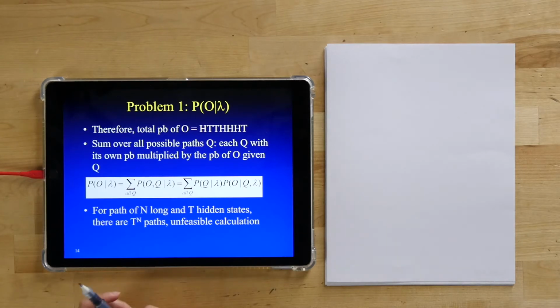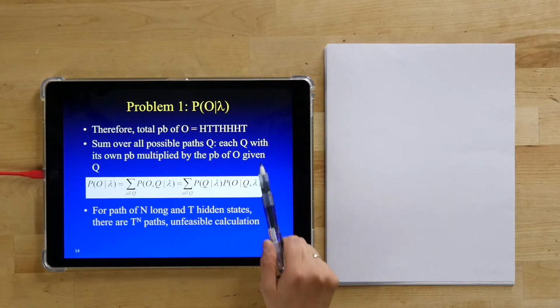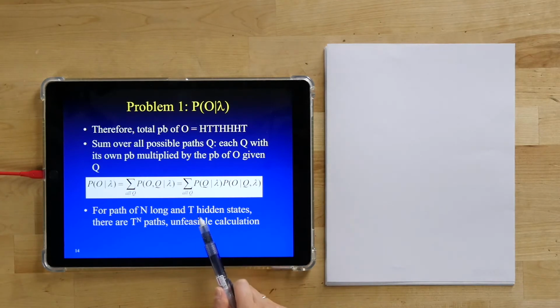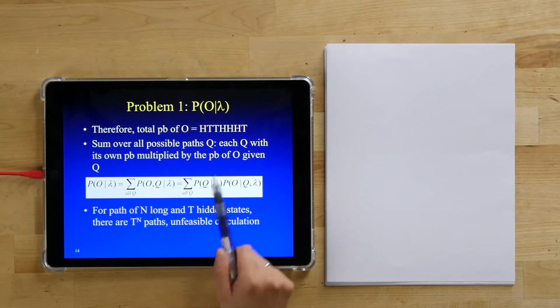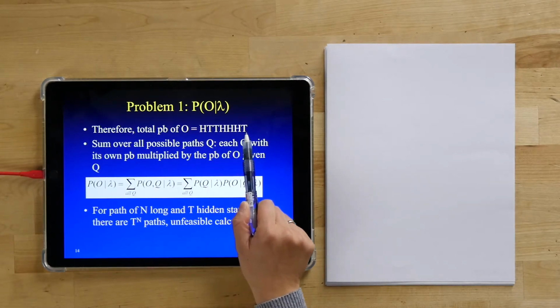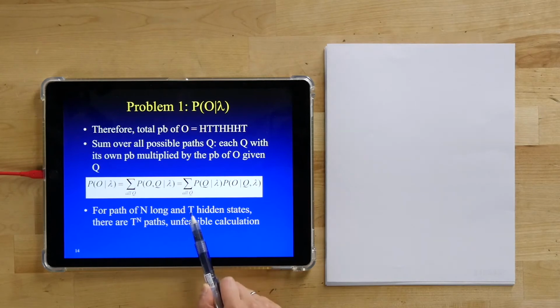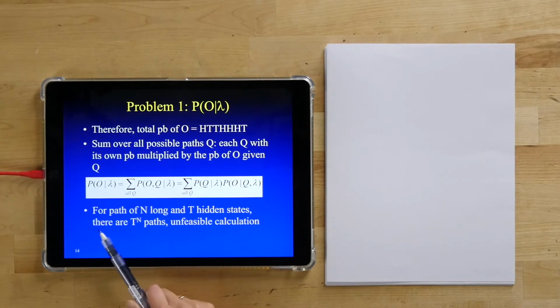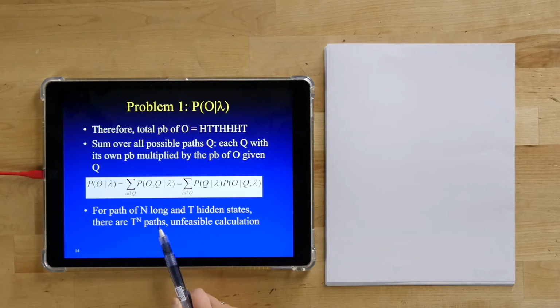So you can imagine if we have to sum over all those different paths, it's going to take many computations. For example, for a path of n coin flips, and if there are t hidden states, in our case the length is 1, 2, 3, 4, 5, 6, 7, so 7 long, and the hidden states in this case we only have head and tail, 2 states. There are 2 to the 7th possible paths.